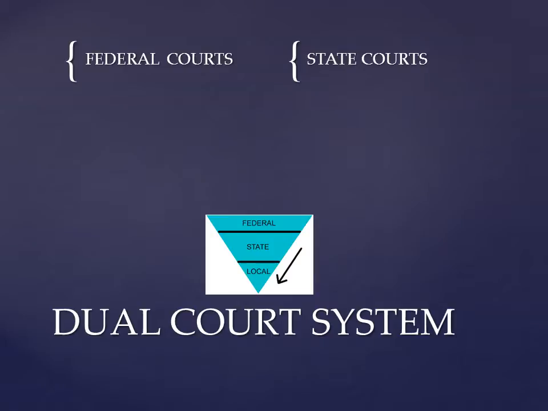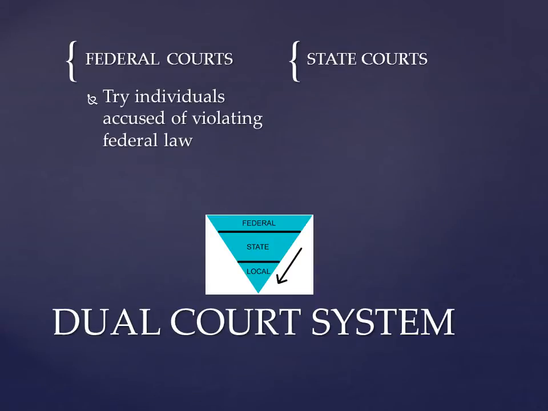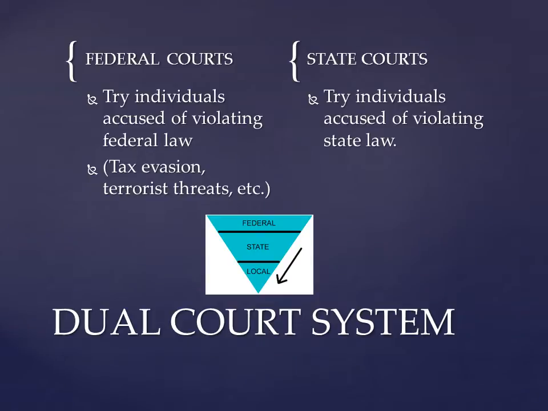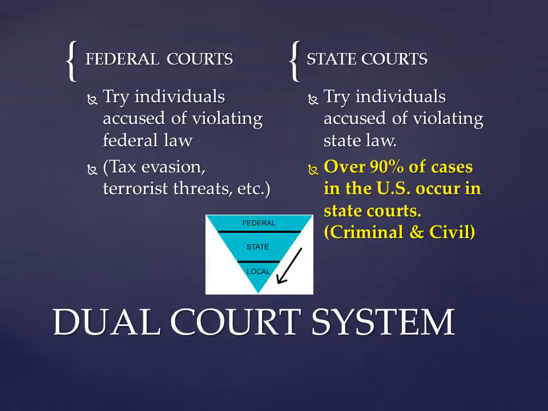or implement those laws. The federal court system hears cases of individuals who have been accused of violating a federal law, like tax evasion or threats of terror or various other instances. However, the majority of people who go into a courtroom are going into a state courtroom. This is somebody who's violated a state law. Over 90% of cases in the U.S. today actually go to state courts, whether they are criminal cases or civil proceedings.